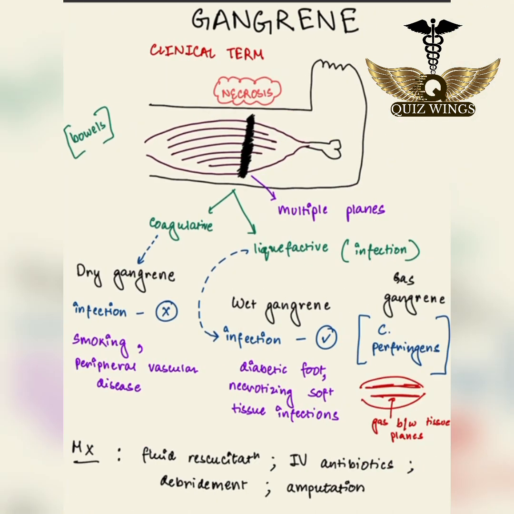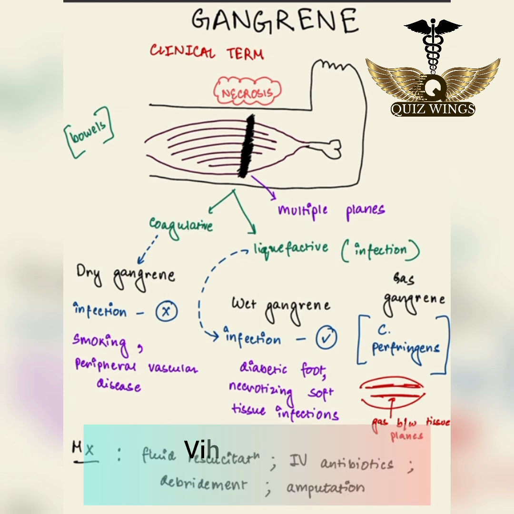The third is gangrenous necrosis or gangrene. So gangrene is a clinical term, and basically it refers to when the necrosis is in multiple planes in the limbs usually, although gangrene can also happen in the bowels, but usually when we say gangrene, we refer to the limbs. So it is a combination of coagulative necrosis and liquefactive necrosis. If there's mostly coagulative necrosis, then that is called dry gangrene, and that indicates that there is no infection, and that happens in conditions where the blood flow is compromised, such as in smoking and peripheral vascular diseases.